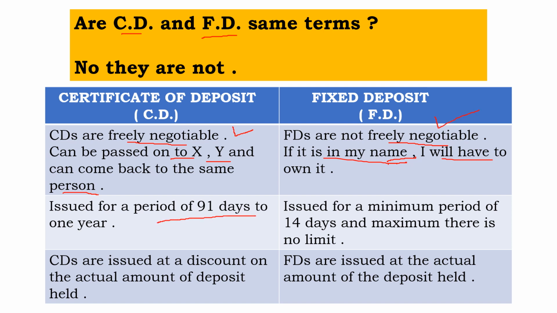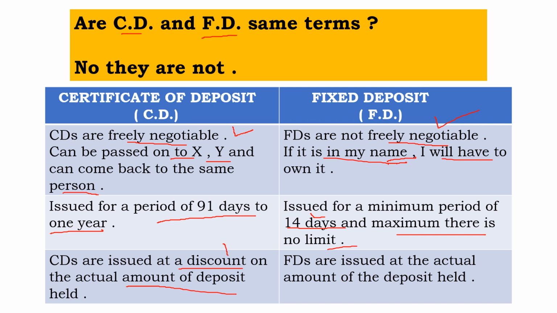CDs are issued for a period of 91 days minimum to 1 year maximum. And the FDs are issued for a minimum period of 14 days and the maximum, there is no time limit. It can go on, but generally it is fixed. Obviously, when you go to deposit, you want a clearer picture of when it will mature. So for writing purposes, we'll write that the minimum is 14 days and the maximum has no limit. Clear?